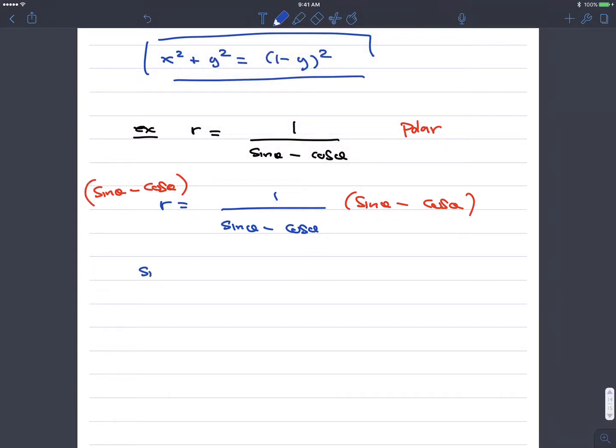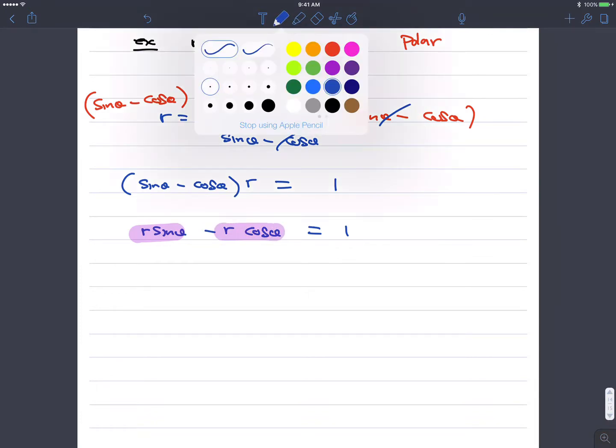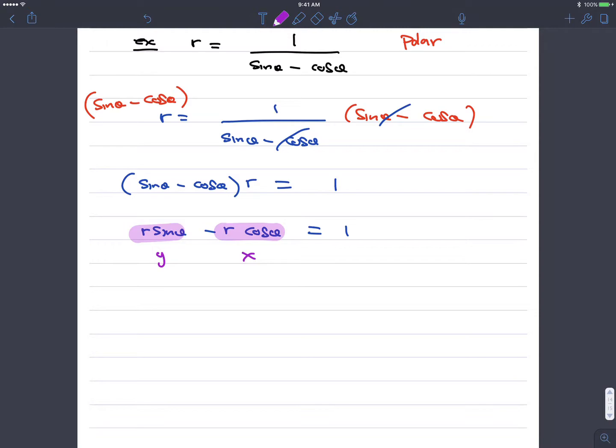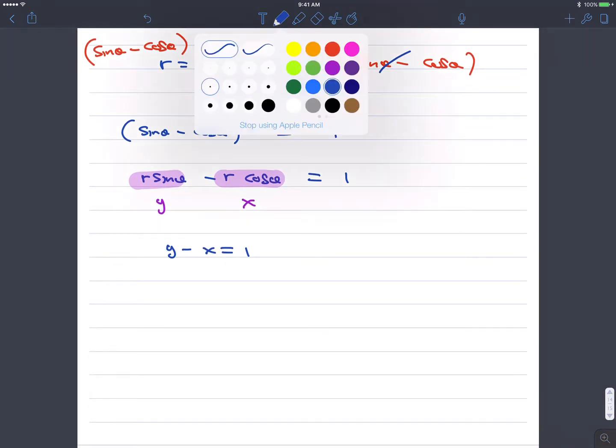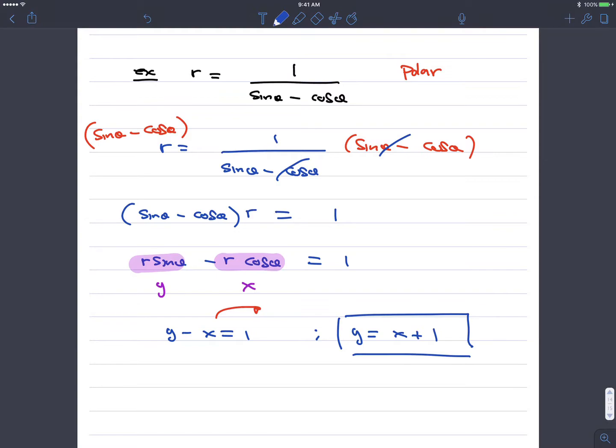So now I get sine theta minus cosine theta times r. We get our cancellation here, and that's 1. If we distribute r, we get r sine theta minus r cosine theta, and this equals 1. Here's a variable, here's another variable. This is my y, and this is my x. I now have y minus x is 1. I can translate this and get y equals x plus 1. Here's a Cartesian coordinate representation of this particular polar curve.